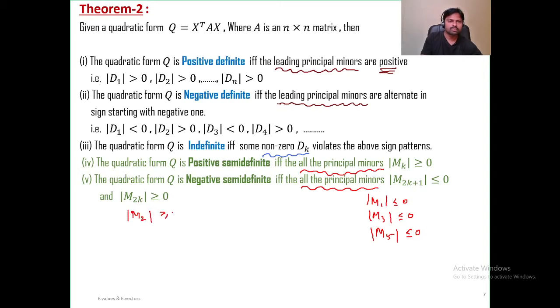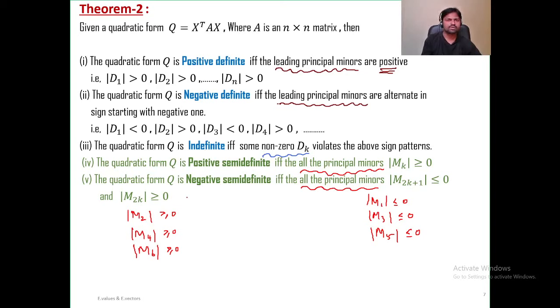All 2 by 2 principal minors, these are. Okay. Next, k is 2, you will get 4. All 4 by 4 principal minors should be more than or equal to 0. If k is 3, 6, like this. So all even determinants are more than or equal to 0 and all odd determinants should be less than or equal to 0. Then I can say that the given quadratic form is negative semi-definite. Okay, negative semi-definite. So indefinite means some minor violates the above sign pattern.